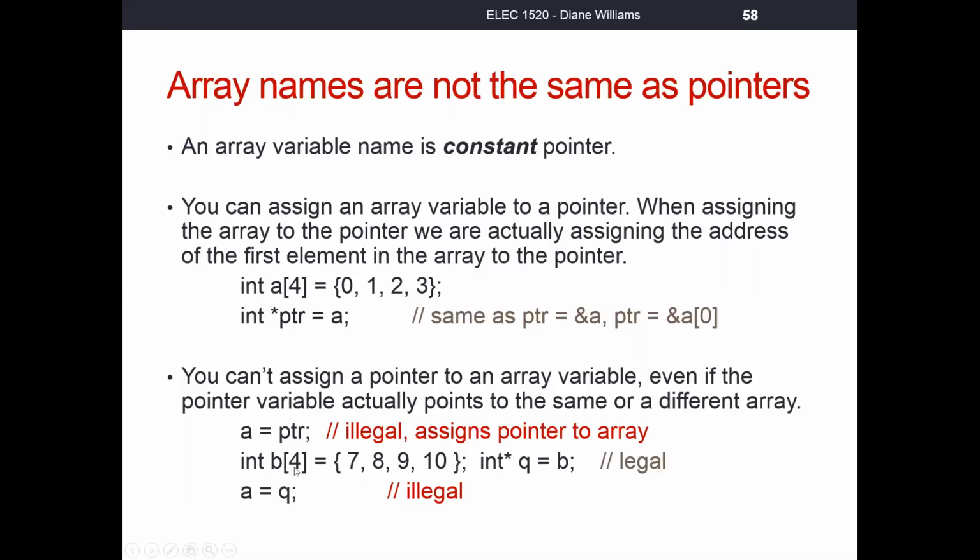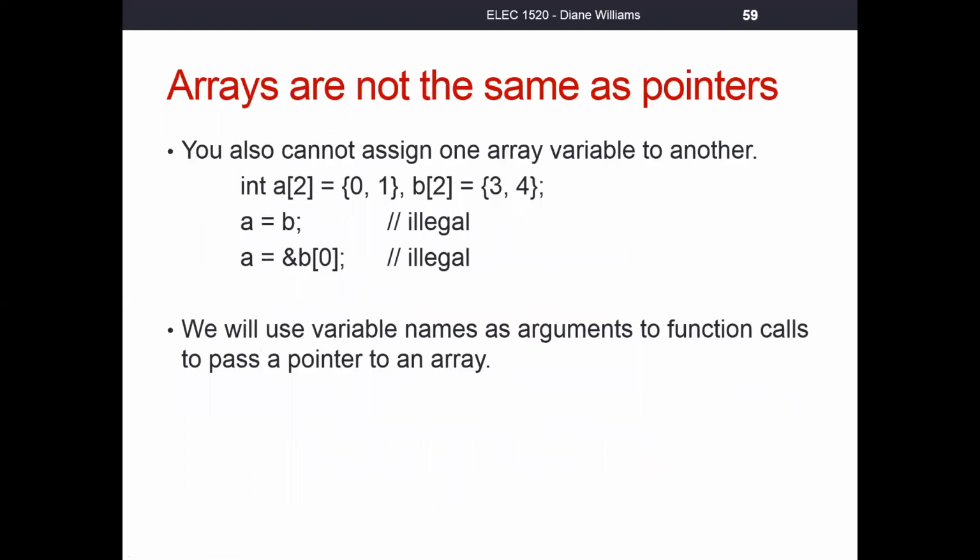So if I have this array B, that's 4n, same data type as A, and if I make some pointer Q and assign it to point to B, so Q points to B, I can't say, well, now let's make A point to B simply by trying to assign Q to it. In other words, once we create an array, we can't make it point to anything else. So array names aren't quite the same as pointers. They're a pointer to a constant area of memory. But we'll be able to use these as arguments to function calls to pass pointers to arrays.